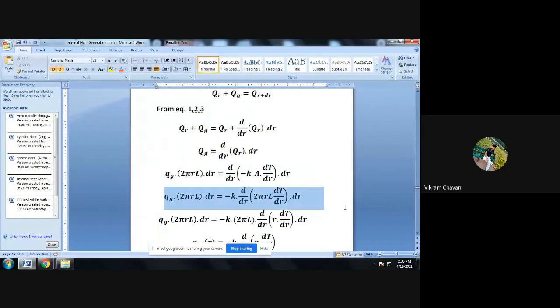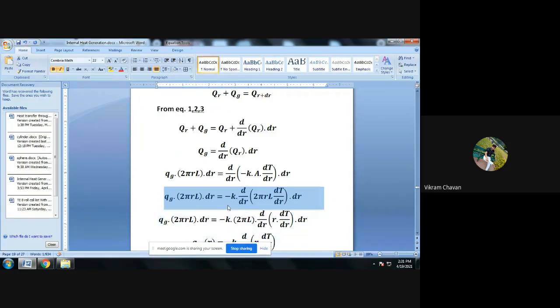Write down the equation. Q suffix G multiplied by 2 pi RL multiplied by dr is equal to minus K multiplied by the differentiation with respect to R of the bracket, in the bracket 2 pi RL multiplied by dt divided by dr, bracket complete, multiplied by dr.